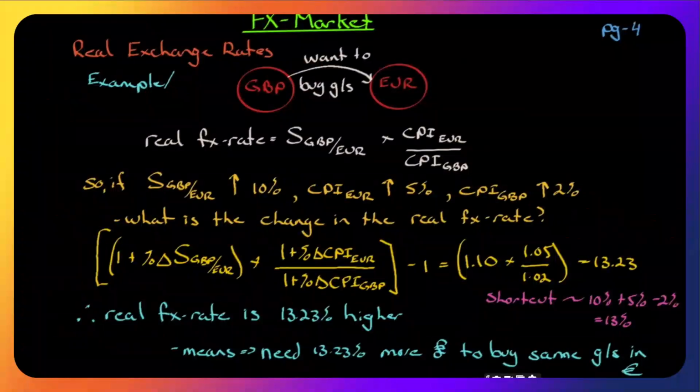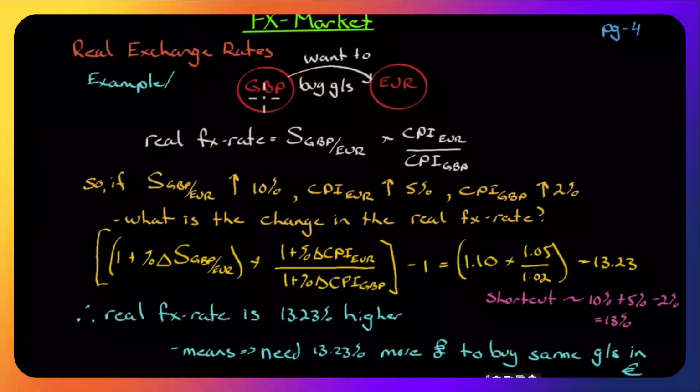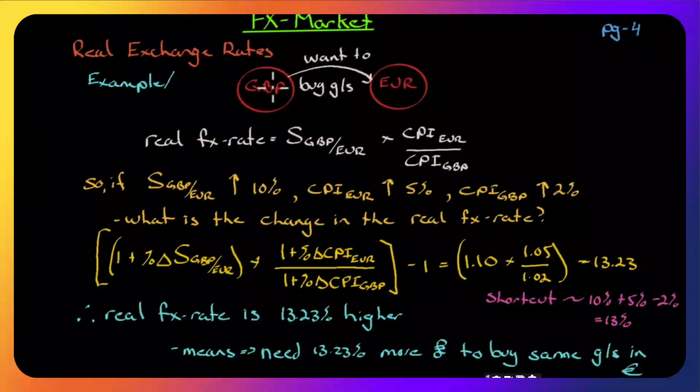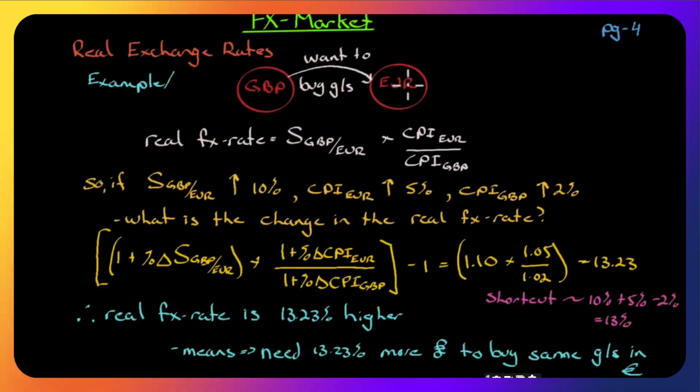Right, let's walk through an example of this in action. Let's say we have British pounds here and euros over here. Let's say we're in Great Britain and we want to buy goods and services somewhere in the Eurozone that requires us to have euros.